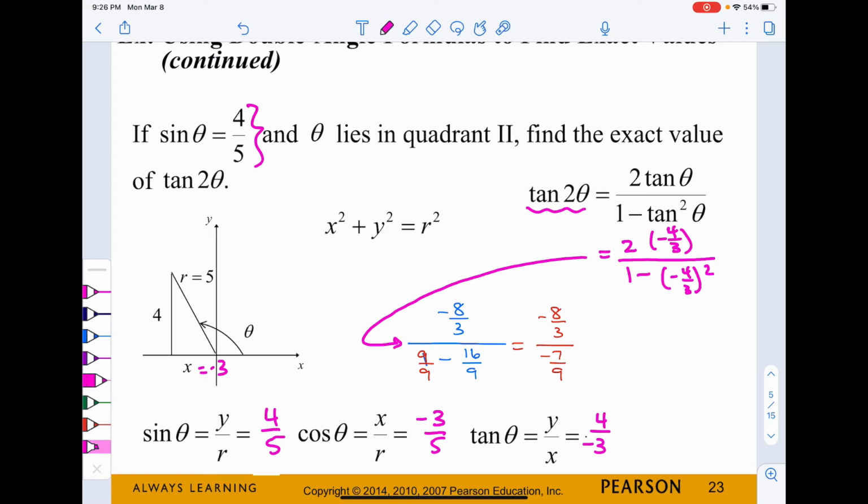We could do keep the first, multiply by the reciprocal. If I simplify that down, negatives cancel. 3 goes into 9 3 times. So it looks like we are left with 8 times 3, which is 24/7. So that's what our final answer is going to be for the tangent of 2 theta.